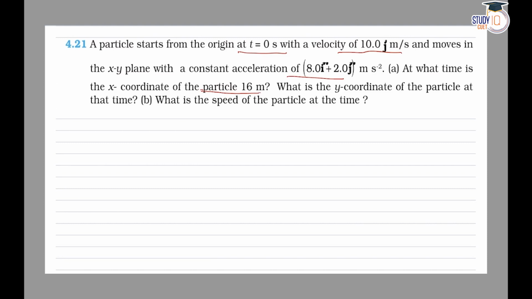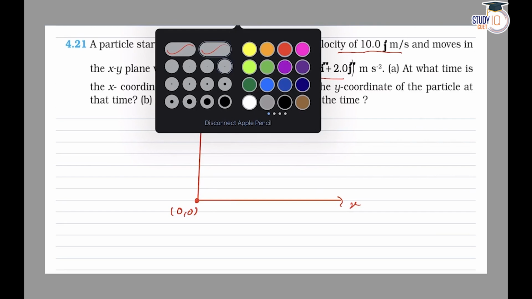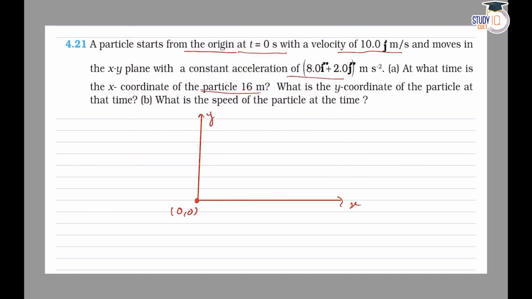So first represent its motion along x and y. Let's say the particle starts from origin. It is given that at t equal to 0 the particle is at origin, and the initial velocity of the particle is 10 j cap. So initially the particle will move in y direction, and u is equal to 10 j cap, that is along y direction.